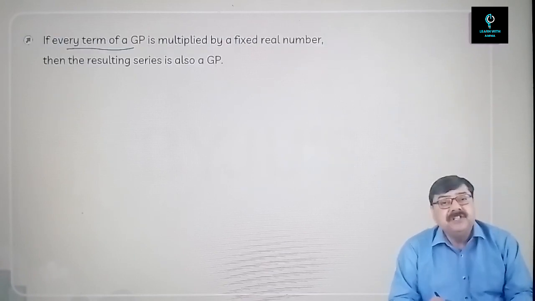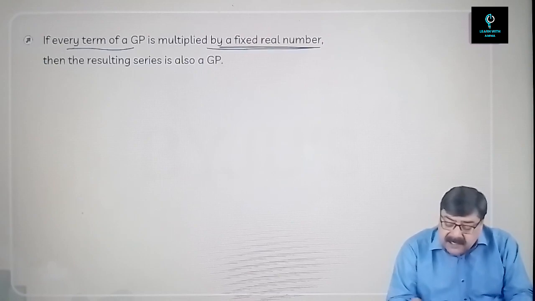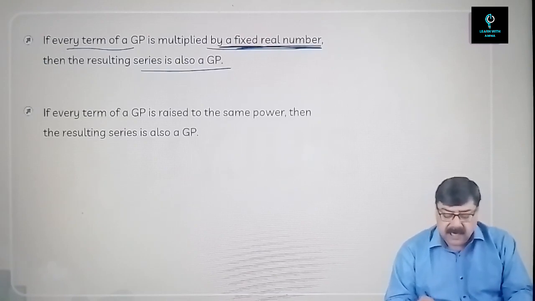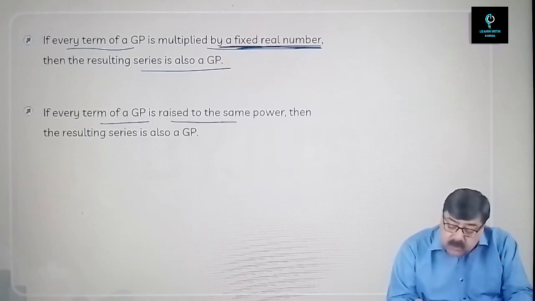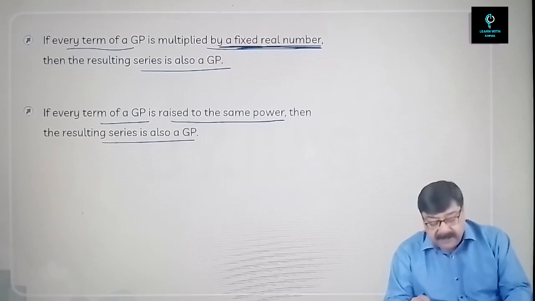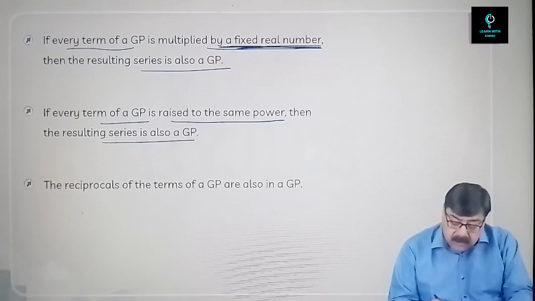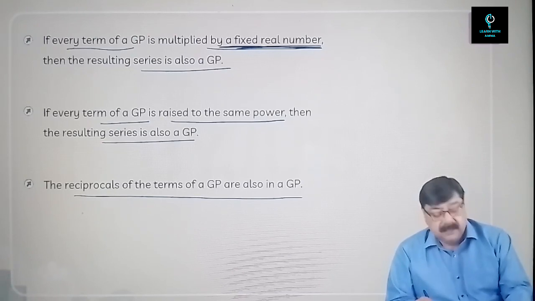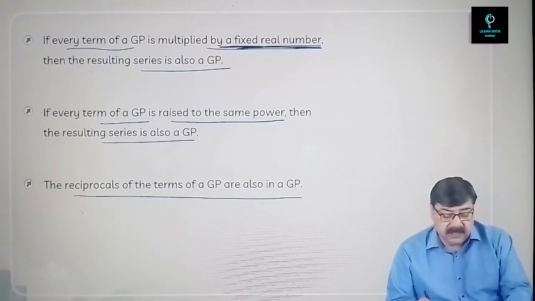If every term of a GP is multiplied by a fixed real number, then the resulting series is also a GP. And if every term of a GP is raised to the same power, then also the resulting series is a GP. Now also the reciprocals of the terms of a GP are also in a GP. Now we shall look at the examples for each of these.